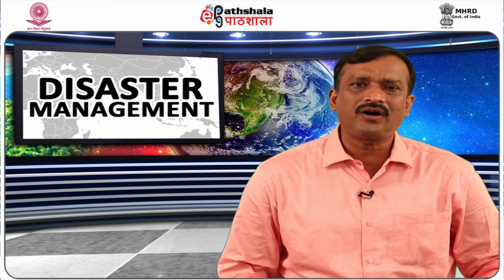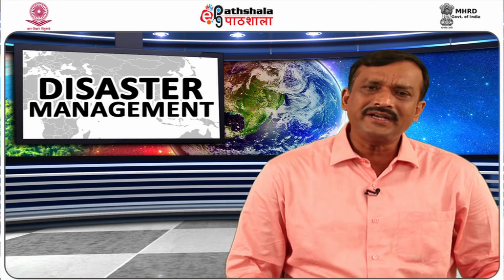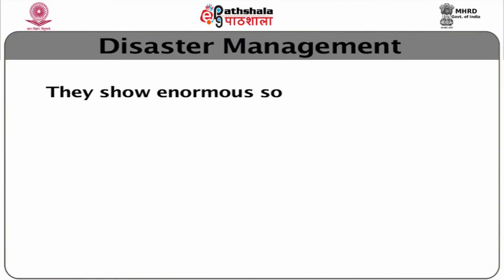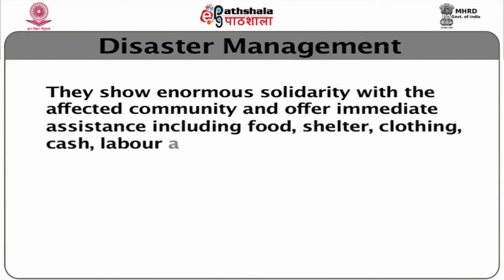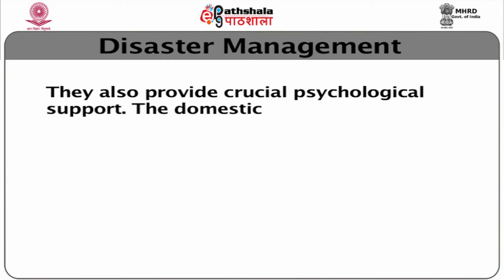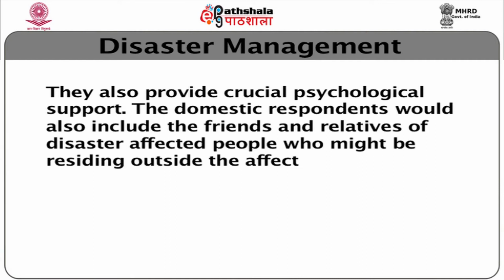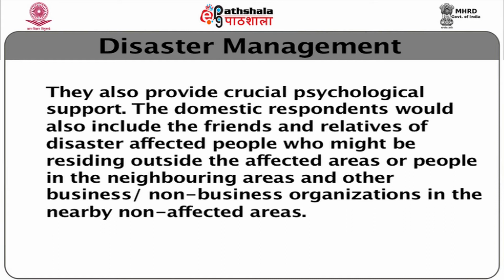There are numerous agencies involved in the provision of disaster aid as well as distribution to the affected community. For any disaster event, the very first responders are the local people and agencies. They show enormous solidarity with the affected community and offer immediate assistance including food, shelter, clothing, cash, and labor, and are usually both providers and distributors of disaster aid. They also provide crucial psychological support. The domestic respondents would also include the friends and relatives of disaster affected people who might be residing outside the affected areas, or people in the neighboring areas and other non-business organizations in the nearby non-affected areas.